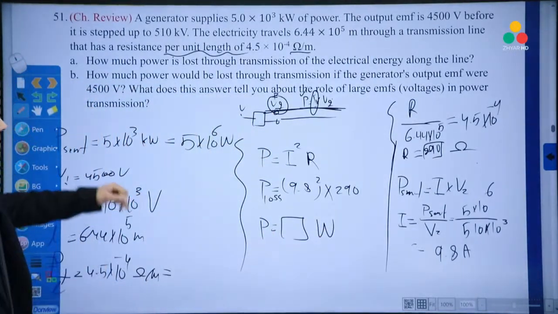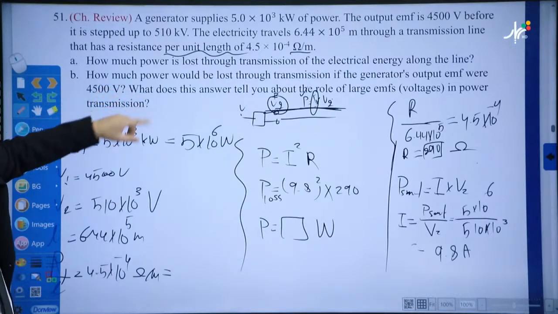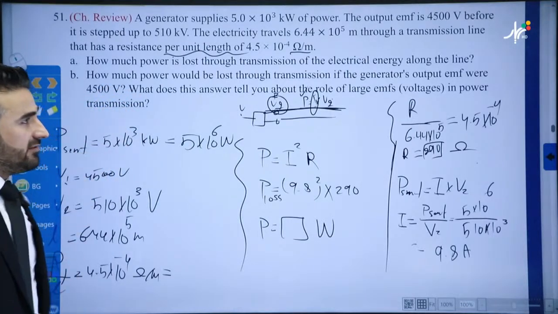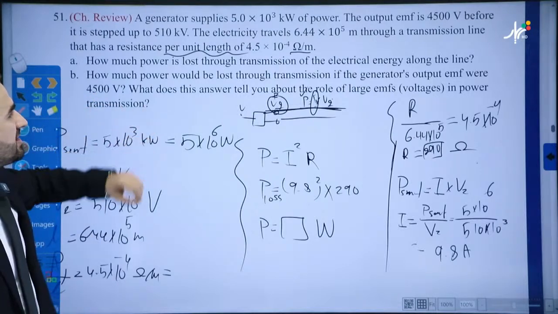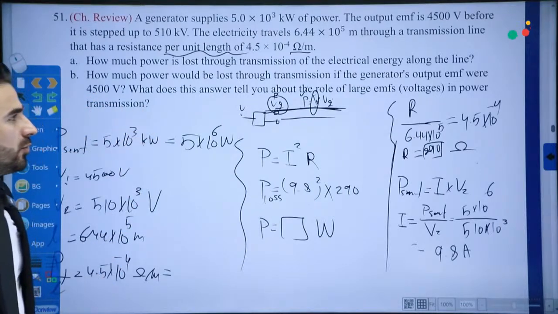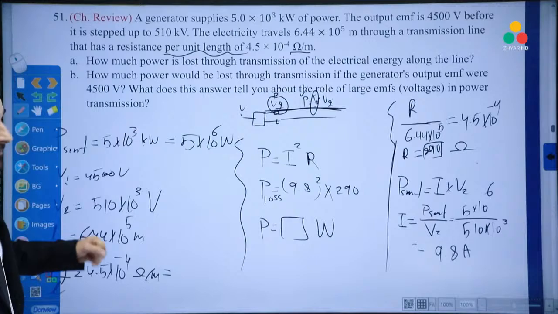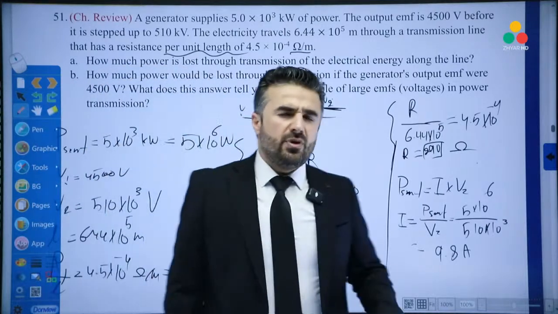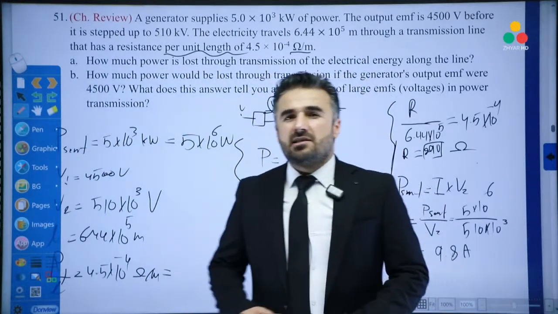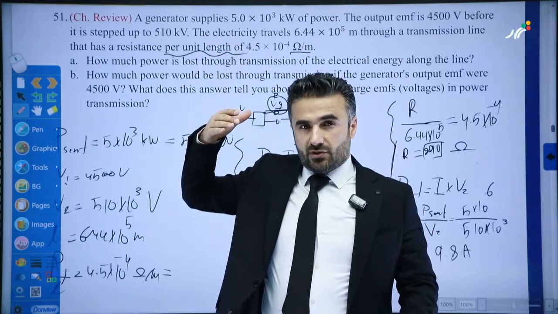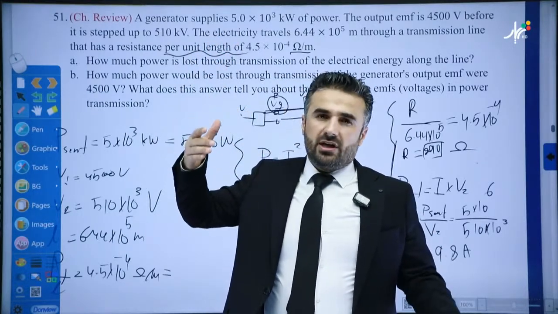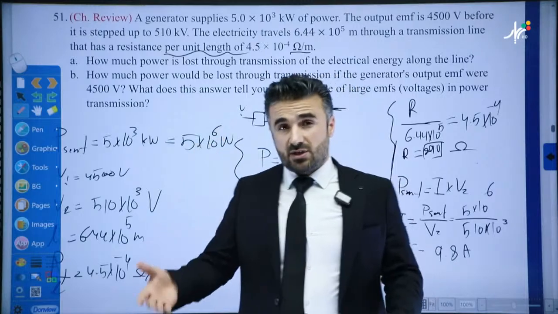Okay, now that is for this. What about the second part? It says, how much power would be lost through the transmission line if the generator output electromotive force were this much here? And what does this answer tell you about the role of the large electromotive force here? So what is the question here? It says, what would be the power loss if we did not step up the voltage? Clearly, if you don't step up the voltage, the current will not reduce. Or you can say if the current is not reduced, the power loss will be higher.